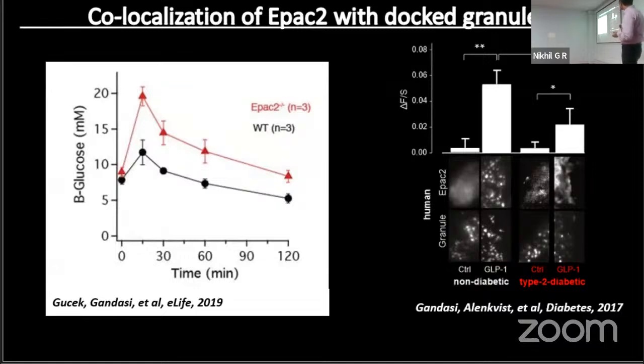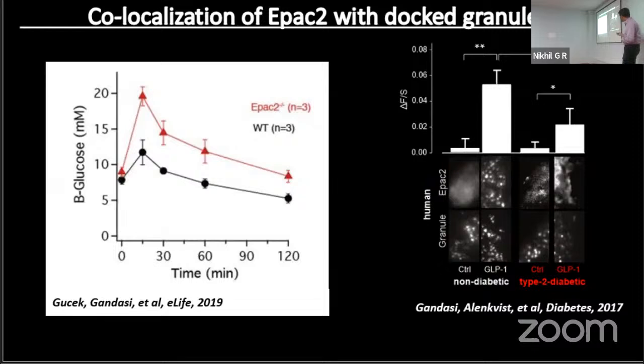So we made an EPAC2 knockout. When we did the EPAC2 knockout, the blood glucose levels were very high. It was almost like a diabetic person. It was always high, it could never be metabolized. In the normal animal, you see that the blood glucose level goes up and then comes down very soon. That was not the case.